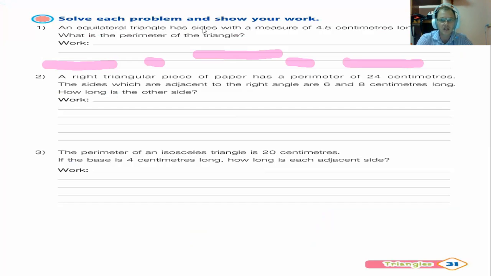Let's quickly have a look at 2 examples or 3 examples, and let's do them together. So in your books, on page 31, read with me and also do the questions with me so you can have some practice. So solve each problem and show your work. An equilateral triangle has sides with a measure of 4.5 centimeters long. What is the perimeter of the triangle?